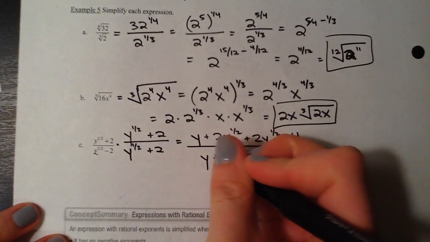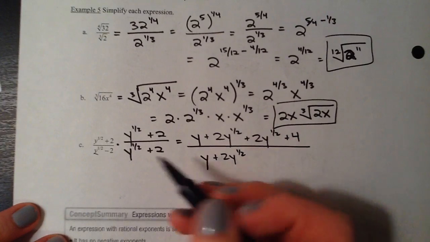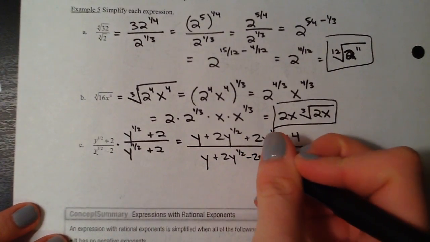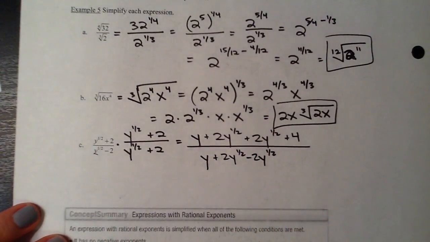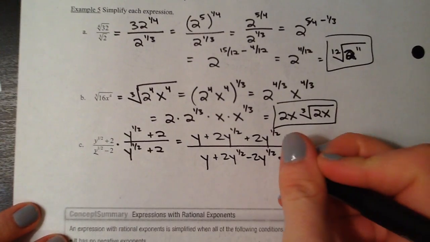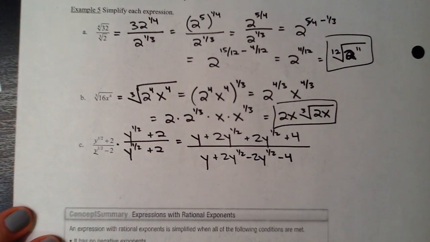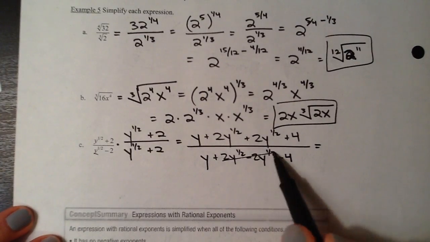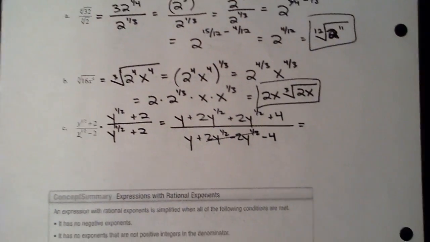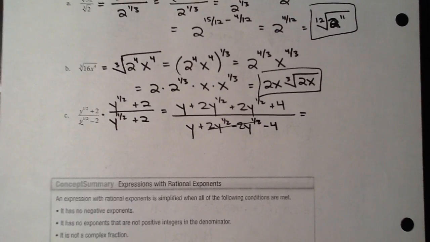Plus 2y to the 1/2. Then on the inside I have minus 2y to the 1/2. Then negative 2 times positive 2 gives me a negative 4. So that's where I'm at so far. Now the reason that I chose to use the conjugate is because when I multiply conjugates together I always get something rational. No fraction exponents, no square roots.